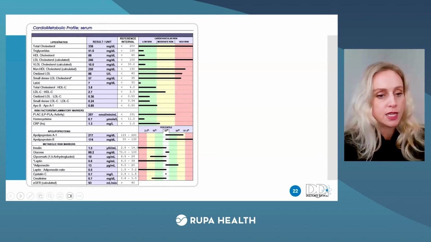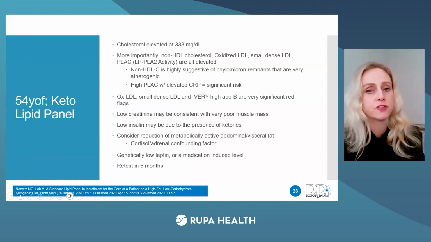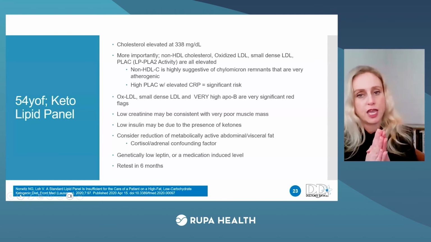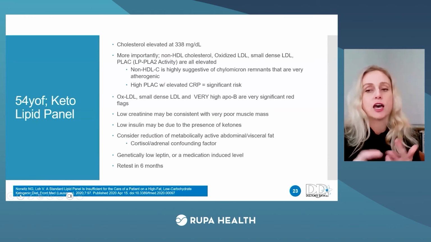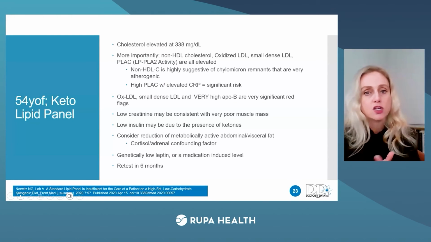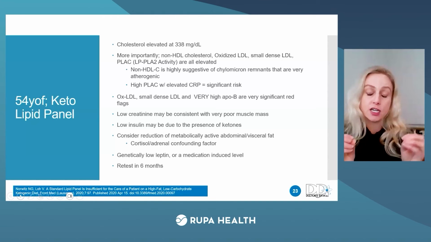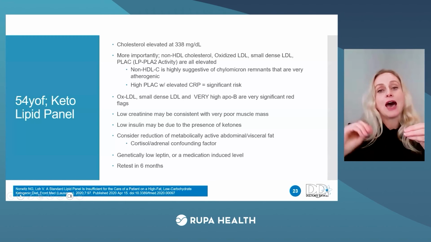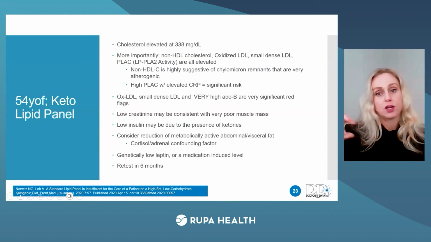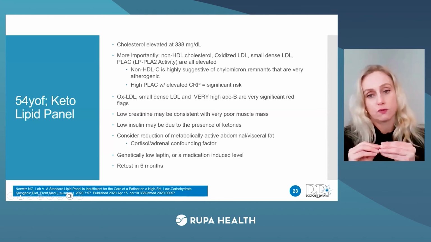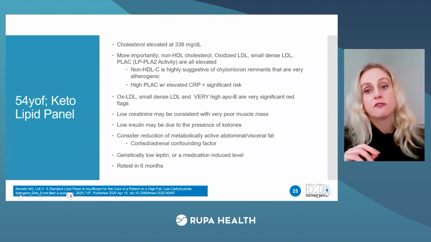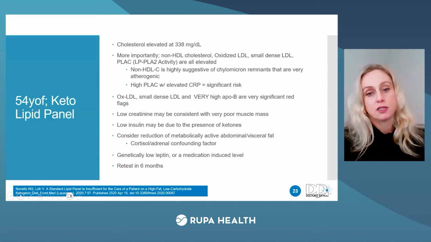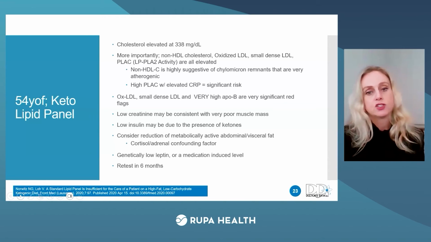Okay, so let's take a look here. What are we going to do for this patient? The cholesterol is too high at 338, but more importantly, that non-HDL, that oxidized, that small dense are elevated. So we know that the patient has atherogenic factors there. The high plaque with the elevated CRP factors together. So we know those lipids are there. We know that plaque is there. And then we have the hsCRP, that inflammatory marker. Putting all those together is a significant risk. Additionally, the very high apolipoprotein B is a significant red flag. So we want to put these all together.